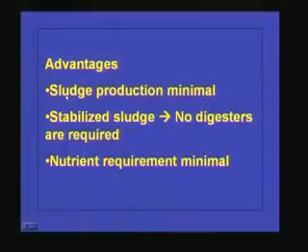Those are the advantages of this system. One, the sludge production is minimal and the sludge is stabilized, so no digesters are required, and the nutrient requirement is minimal. Why is it happening? Because biomass will be produced and then auto oxidized. As a result, carbon dioxide and water will be formed, and the nutrients, nitrogen, phosphorus, etc., will still remain in the system. So whenever new biomass is produced, they will be utilized, and again the same thing comes back to the system. So the nutrient requirement of the extended aeration system is much lower compared to the conventional activated sludge process.